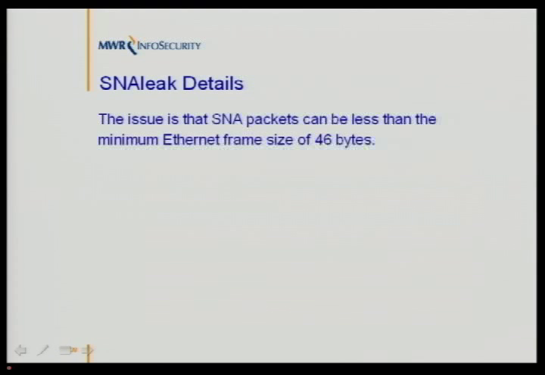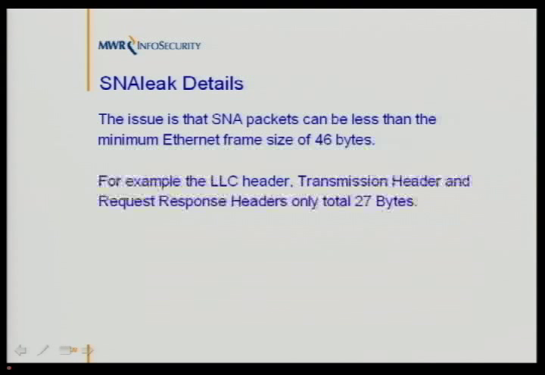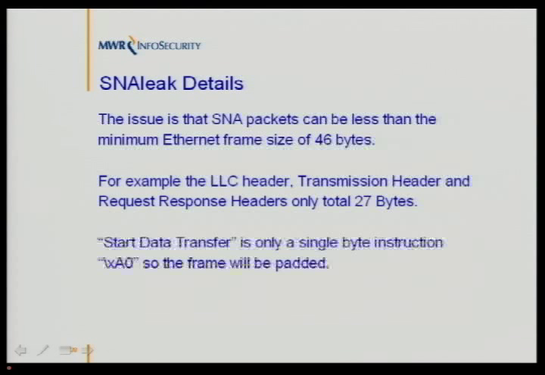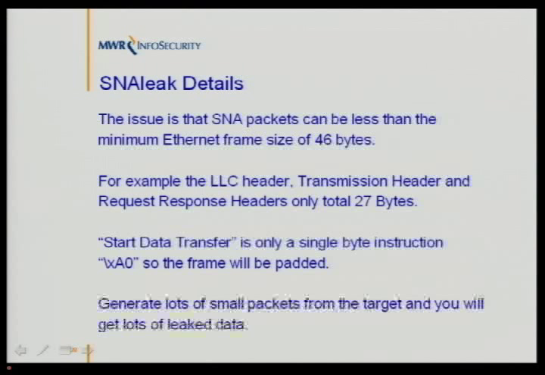So let's look at why that happens. And the reason is that SNA packets can be less than the minimum Ethernet frame size, which is 46 bytes. If we take the LLC header, the transmission header, and request response headers, which are part of the SNA packet, they only come to 27 bytes. If we look at an instruction within SNA, for example, start data transfer, this is only a single byte instruction. So the rest of that Ethernet frame coming back to us will be padded. If we can generate lots of small packets from the target, we can start to get lots of leaked data coming back to us.